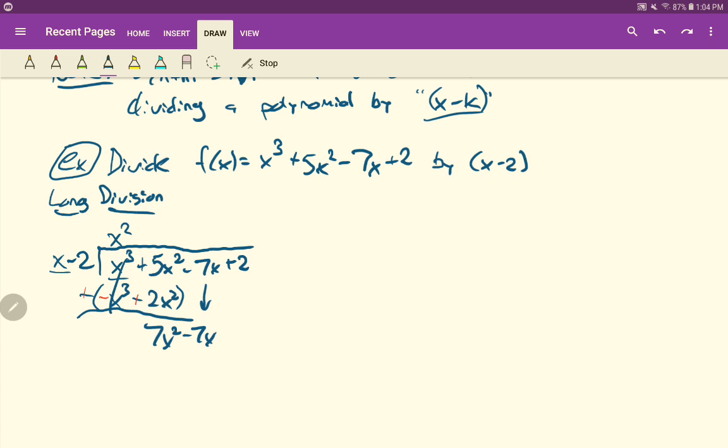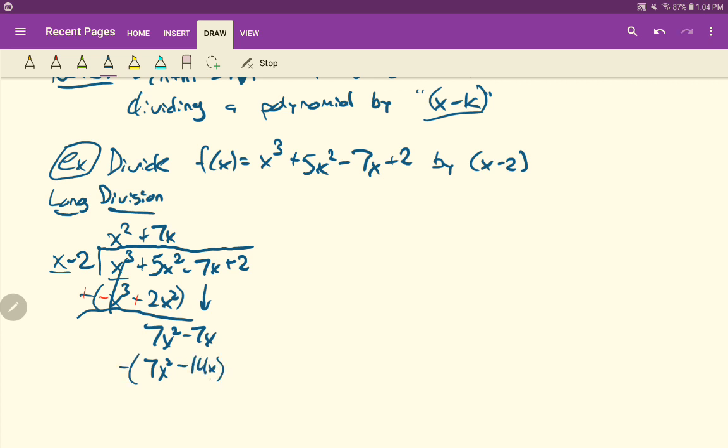All right, same question now. We're going to ask what times the x will give us 7x squared here. That'll be a 7x, so we'll put plus 7x. 7x times x will give us 7x squared. And then 7x also multiplies with that minus 2 there as well. It distributes, so we'll get a minus 14x.